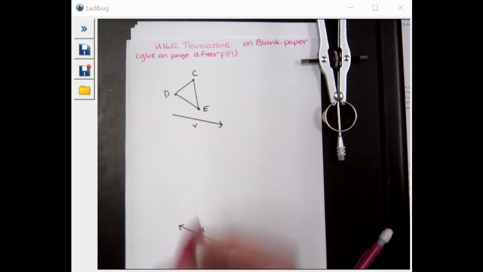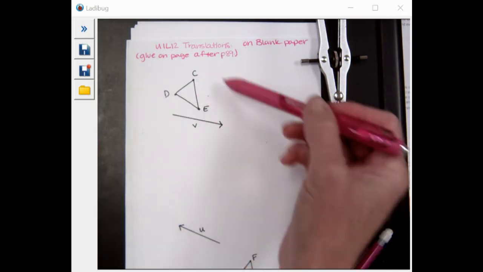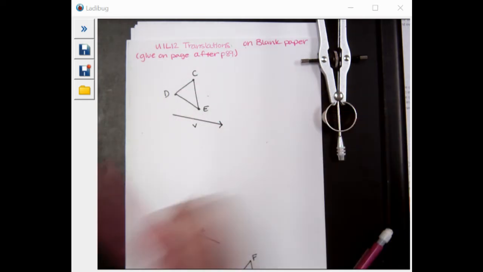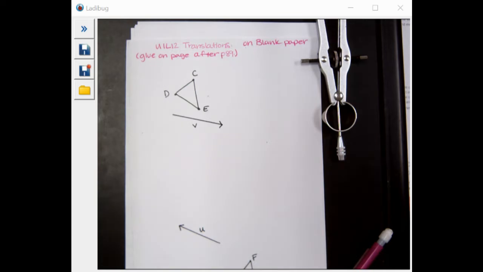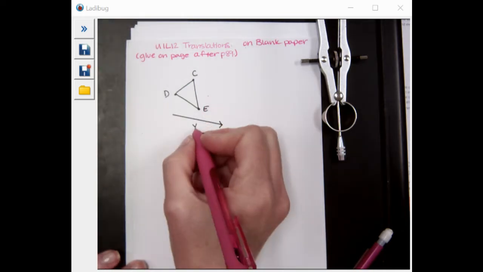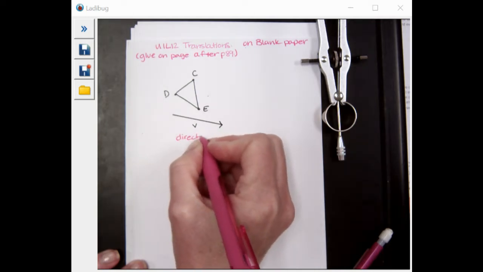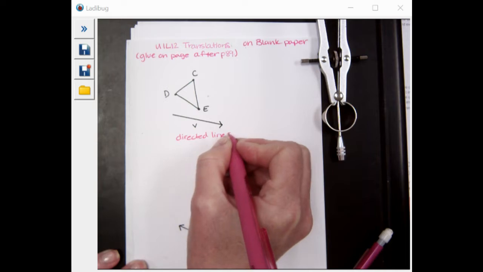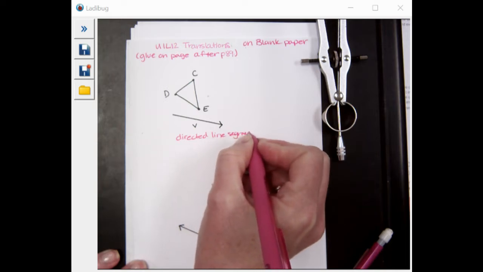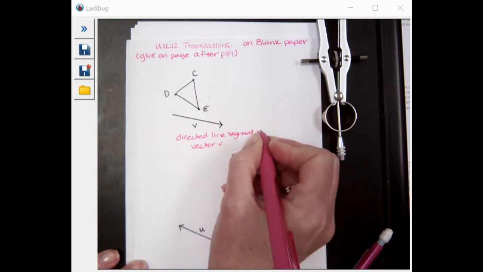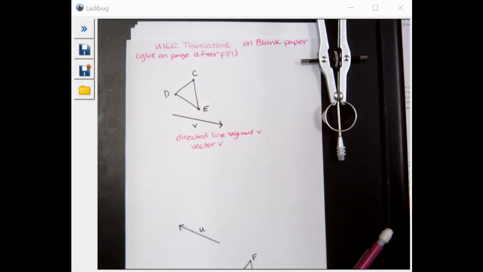You can take a moment and pause this video and draw a triangle DEC very similar to this one and this vector here. So first of all, before we do this translation, I want to talk about this directed line segment V. So this is called a directed line segment. You also might see it called a vector. So you could call this vector V, or our book calls it a directed line segment.